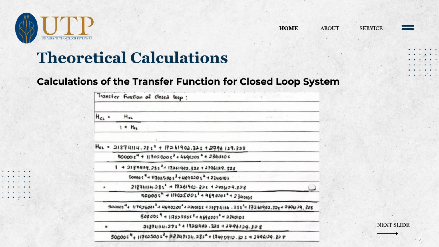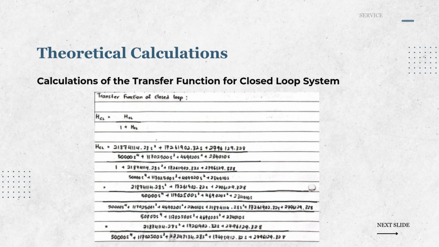Next, we have the transfer function for the closed-loop system with PID control. This function incorporates feedback, allowing the system to adjust continuously to maintain stability during seismic events. This calculation illustrates how the closed-loop system, with its feedback mechanism, provides a more controlled and stable response compared to the open-loop system.